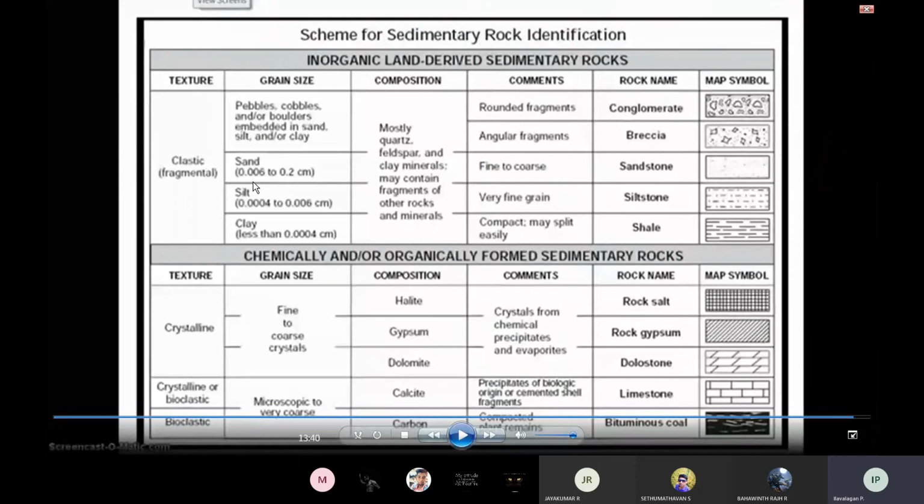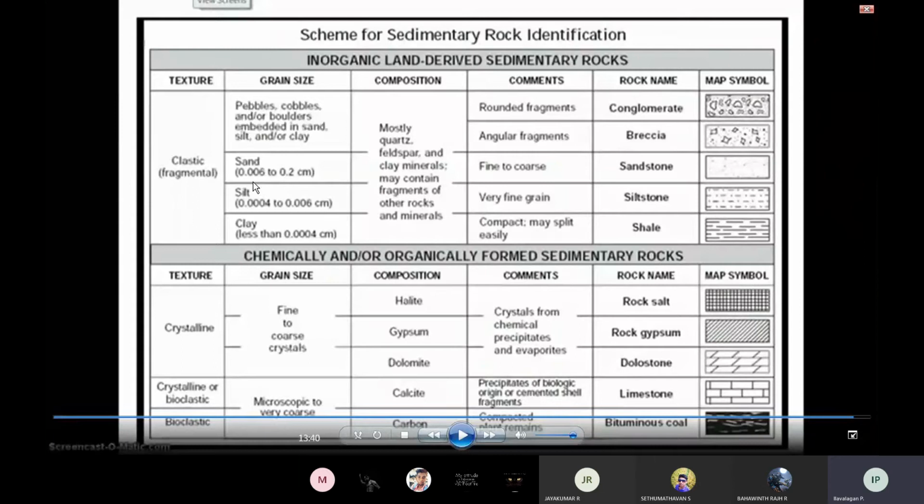And the last one in clastic sediment is clay, which is less than 0.0004 centimeter, where it is more compact and can be easily split. Then we call it slate. These are the inorganically land-derived sedimentary rocks which you can see on our land, and some part, after transportation, can be settled in the sea also. These types of things in Tamil Nadu you can see in maximum number in the region where previously the land was, and now also it can be seen.